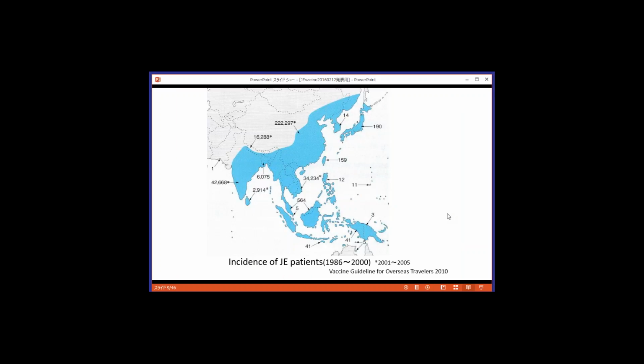This shows the number of JE patients of each country. Japan, 150 per 15 years. China, 222,000 per 5 years. India, 42,000 per 5 years. So the incidence of JE in Japan is very low compared with other Asian countries.